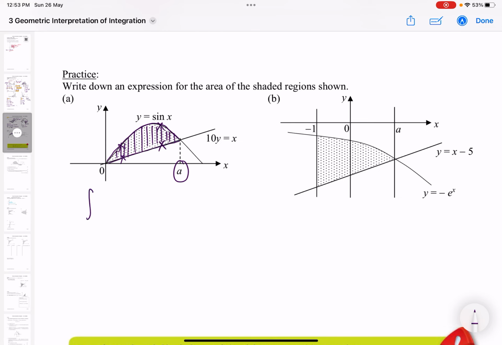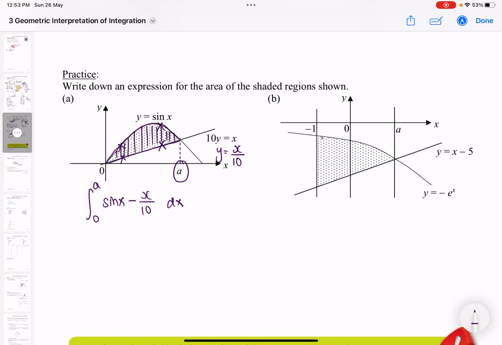So how can we find this area? We take the equation of the top graph and we need to take the y coordinate of the bottom graph. So I need to make y the subject of this equation first. Then we can integrate from 0 to a. Of course, if the value of a is given, then we can find the actual area. But here, because a is an unknown, we will just leave this as our answer.